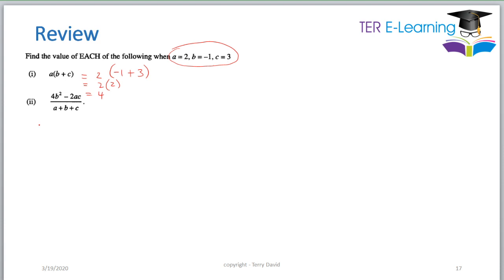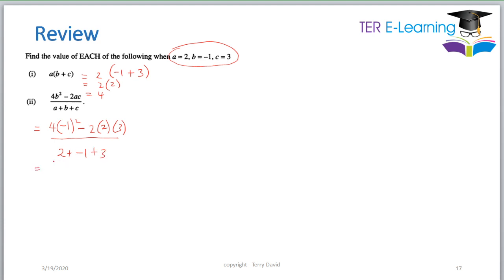Alright, so let's work this one here now. So the part 2 now, we want to substitute. It looks a little more complicated, but just take your time and substitute each variable accordingly. So we have 4b squared. So it's 4 multiplied by b squared, b is -1, minus 2ac. So it's 2 by a, which is also 2, by c, which is 3. And then at the bottom now we have a plus b plus c. So this is 2 plus -1 plus 3.